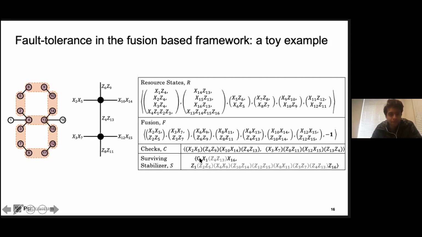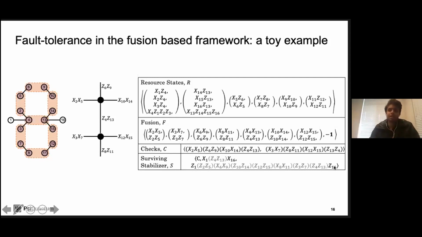For instance, this particular term has this term Z4, Z13 that I've grayed out. So what this term, for instance, is telling me is that using this measurement X4, X13 that I'm getting from one of my fusions, this fusion network is giving me a correlation between X1 and X16. And similarly, this term tells me that using this set of measurements from my fusions, I get the correlation Z1, Z16 in my fusion network.